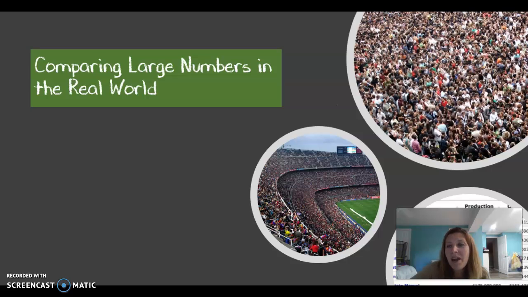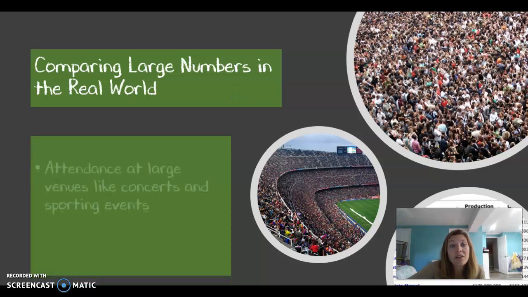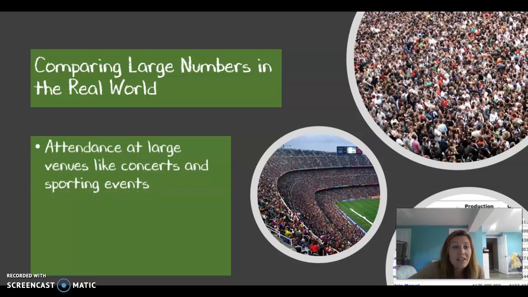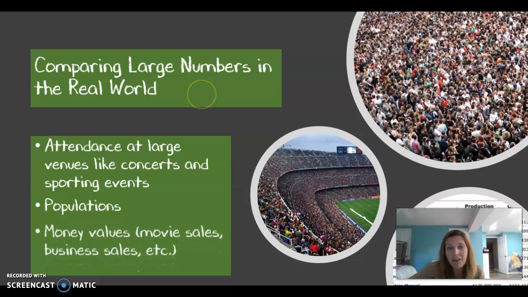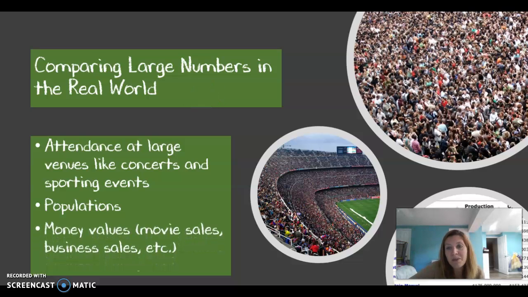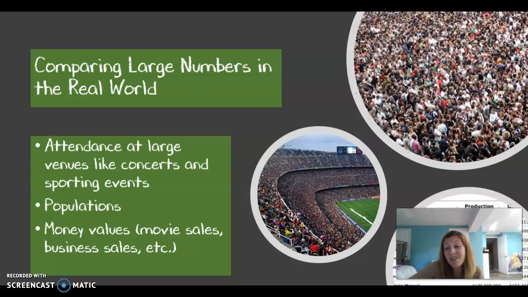So you're probably wondering, why do we need to compare numbers? And where would we compare numbers in the real world? In the real world, there are a lot of places where we use large numbers. Some examples are attendance at large venues like concerts and sporting events, kind of like you see on the screen. We also use them when we're talking about populations, as well as money values, perhaps movie sales or business sales. Those are some instances where you would see really large numbers that have to be compared on a regular basis.